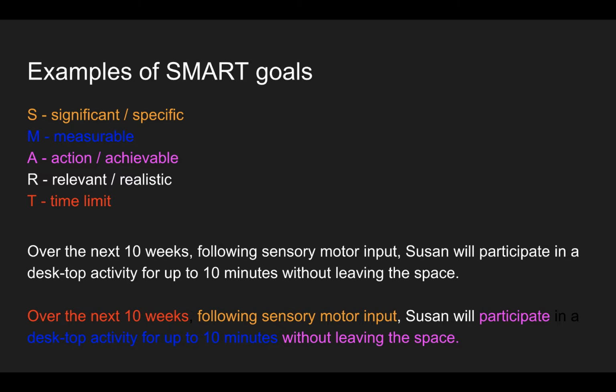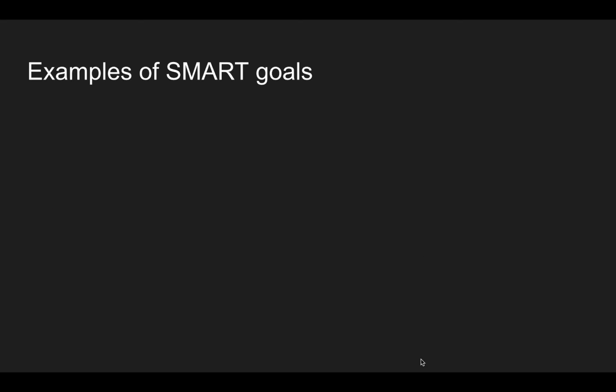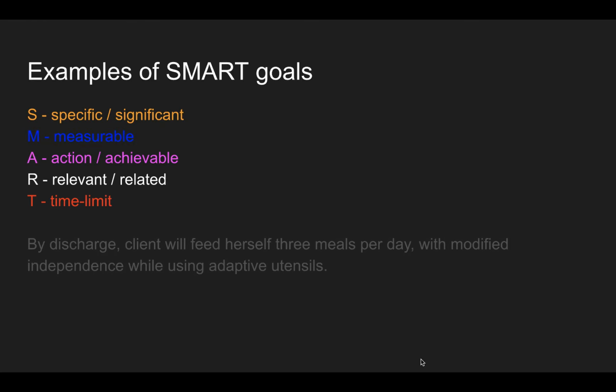She's going to be able to do this following sensory input. So this is the significant reason why OT is being integrated. And then the T is the time limit. So this looks at how much time we're expecting, or that we're going to be measuring this activity. Okay. We have one more example.